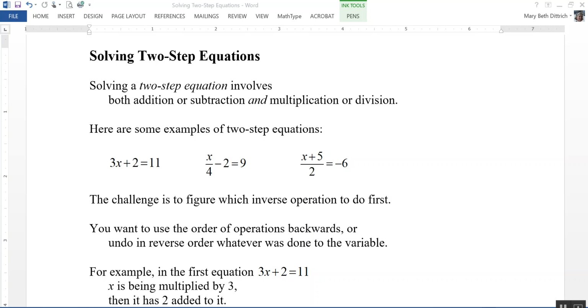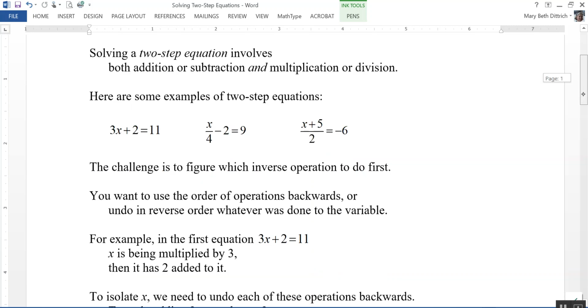The challenge in solving a two-step equation is figuring out which of the inverse operations to do first. Here's kind of the rule. You want to use the order of operations backwards, or undo in reverse order whatever was done to the variable. Let's take a look at an example here.